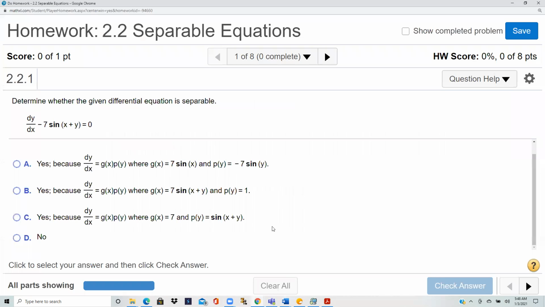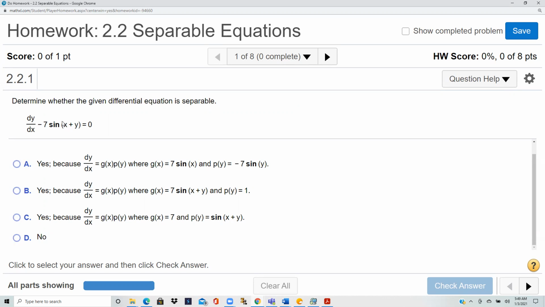So now let's see. Determine whether the given equation is separable. Here, once you move this negative sign 7 sine x plus y to the right side, you get dy over dx equals 7 sine x plus y. And the 7 sine x plus y cannot be separated out into a product of just the x terms and a product of just the y. Just an x function and just a y function.